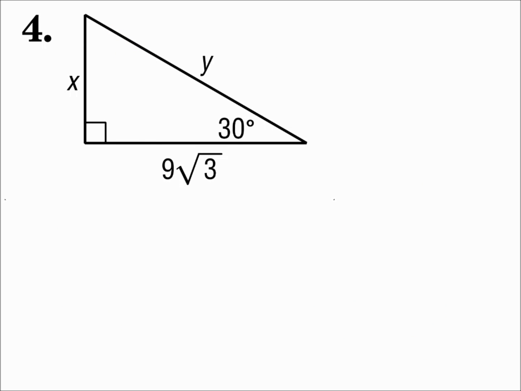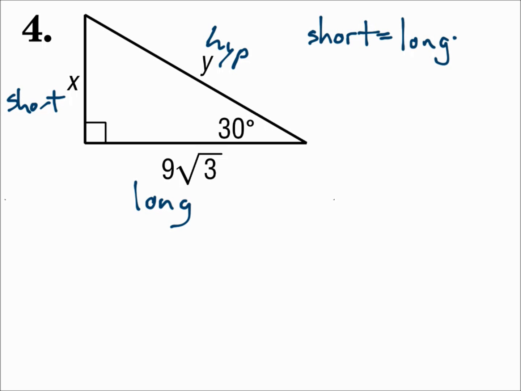Number 4. We have a 30, 60, 90 triangle. The long is 9 square root of 3. The short is x, and the hypotenuse is y. We need to find the short leg first. Since I know the long leg, let's use the short equals formula that includes the long leg. Short equals long times the square root of 3 over 3. Substitute in. Short is x, long is 9 square root of 3, times the square root of 3 over 3.